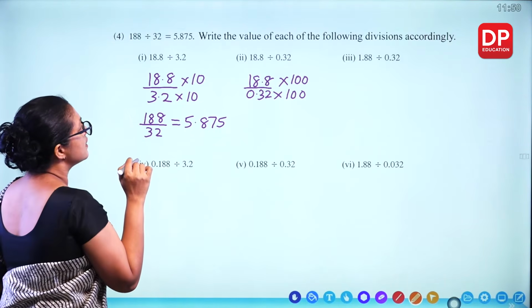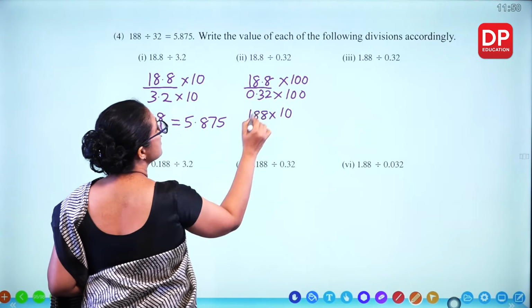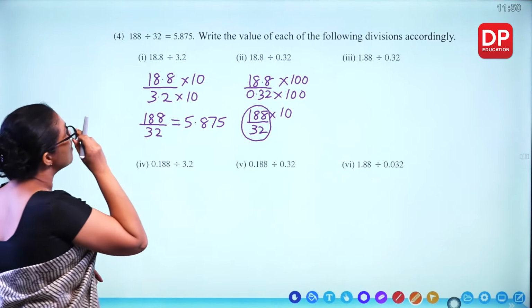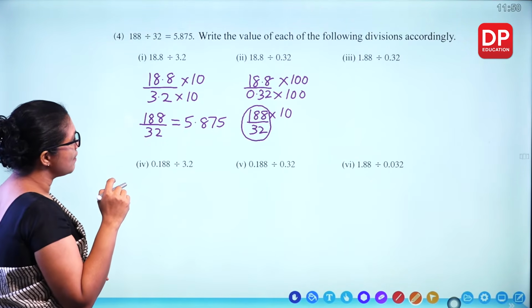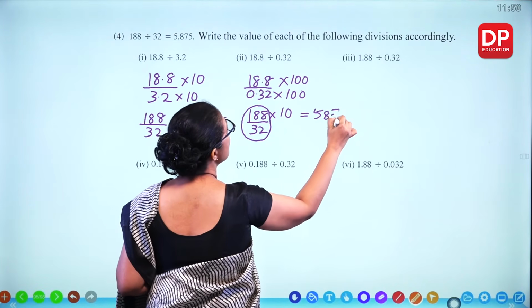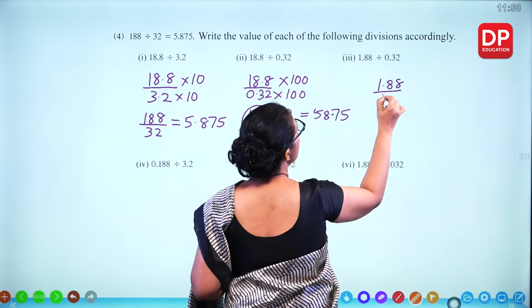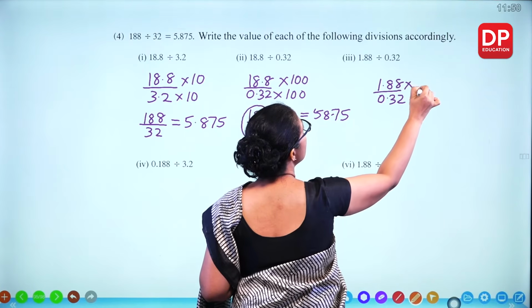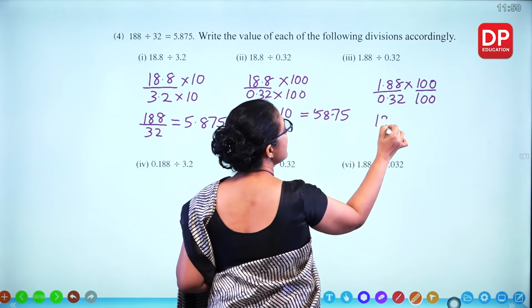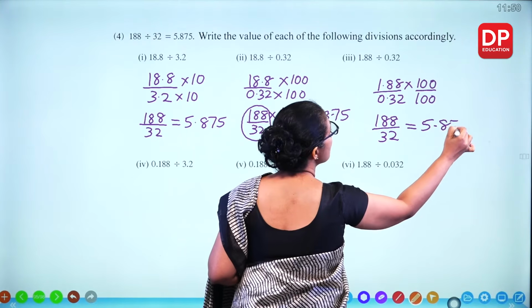So you get 188 times 10 divided by 32. So this answer is 5.875 multiplied by 10. You get 58.75. 1.88 divided by 0.32 multiplied by 100. What you get? Both the numerator and the denominator, 188 over 32. So same thing. So 5.875.